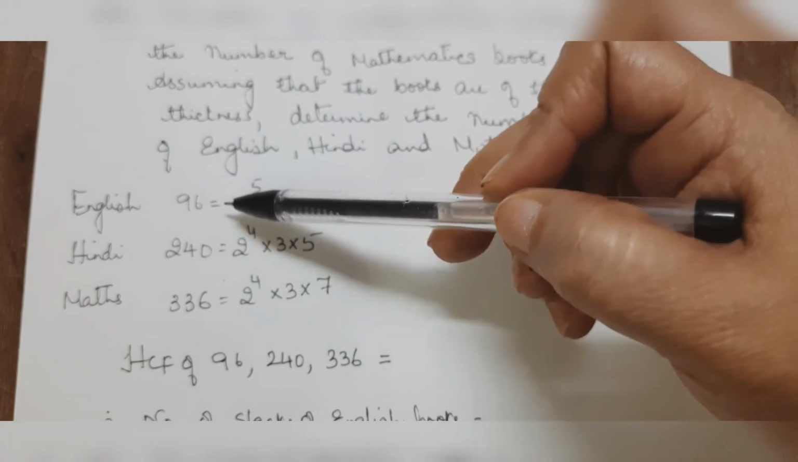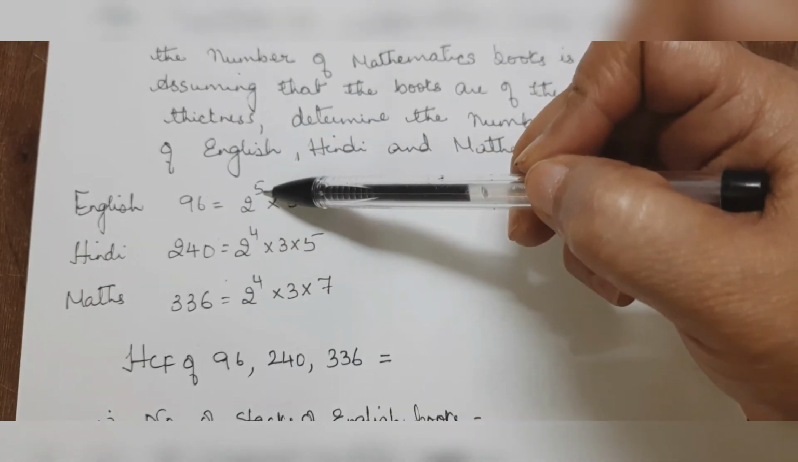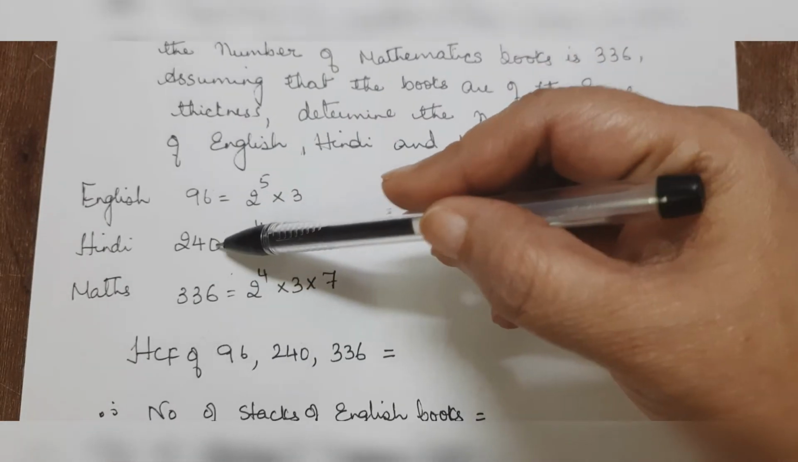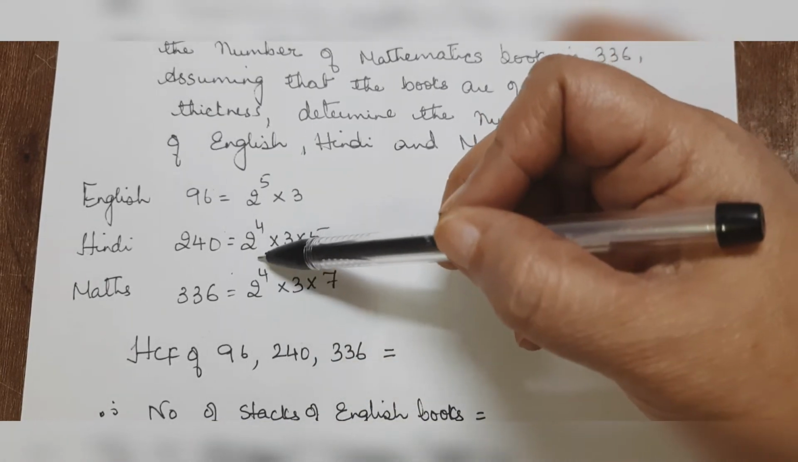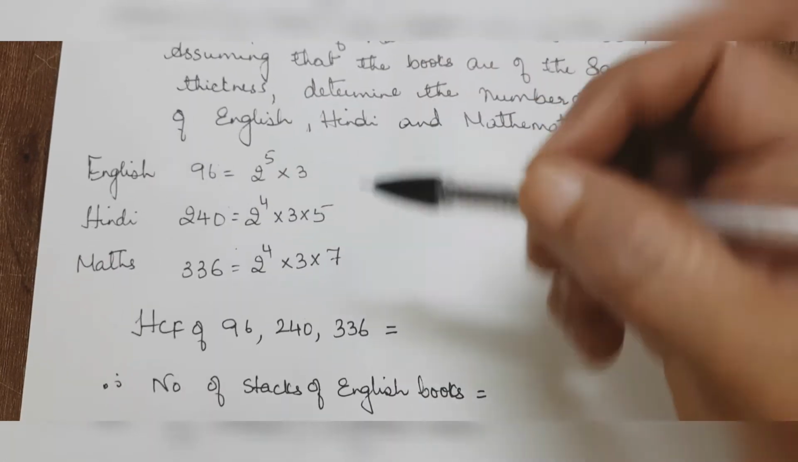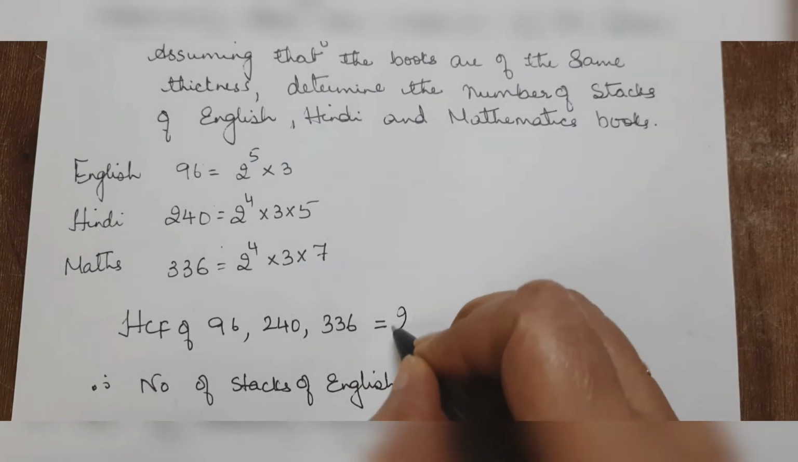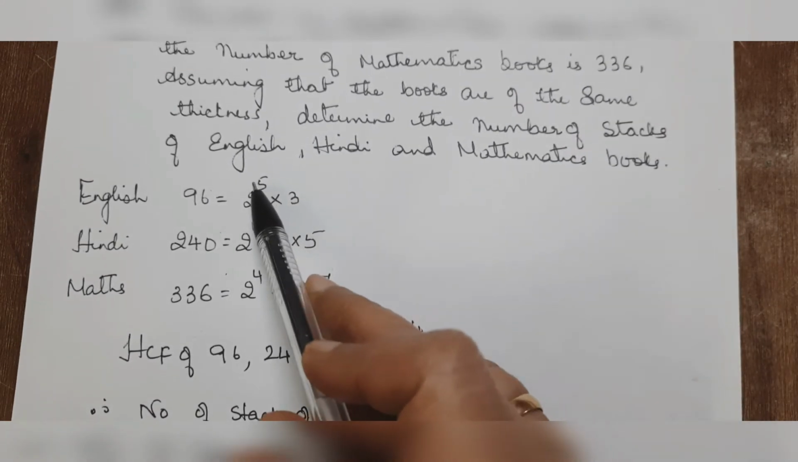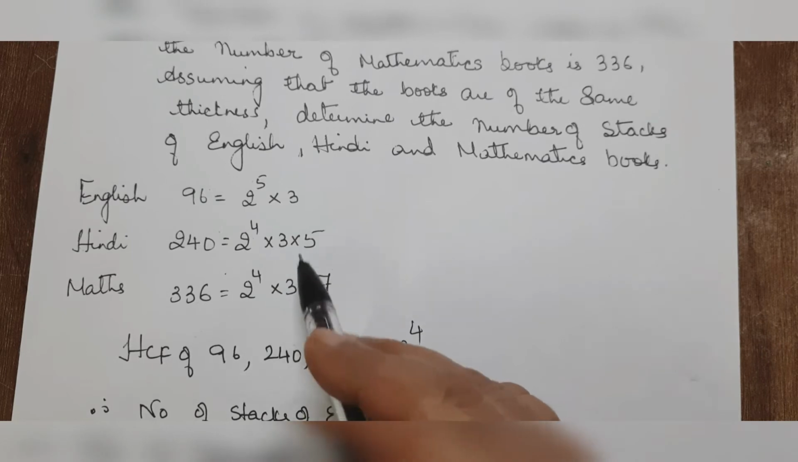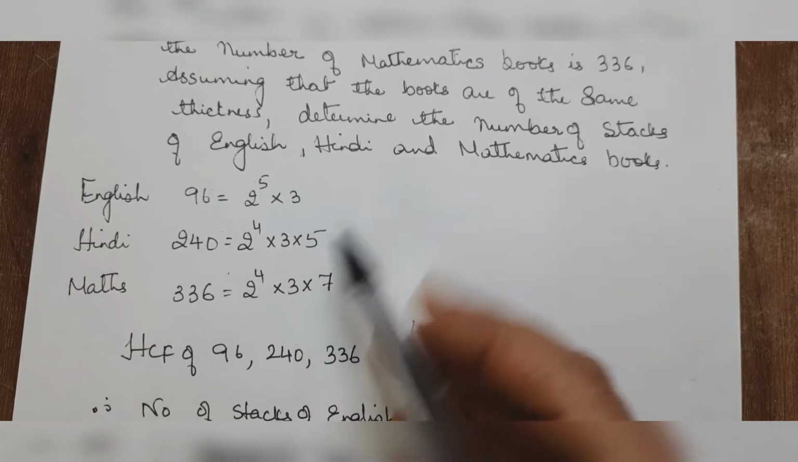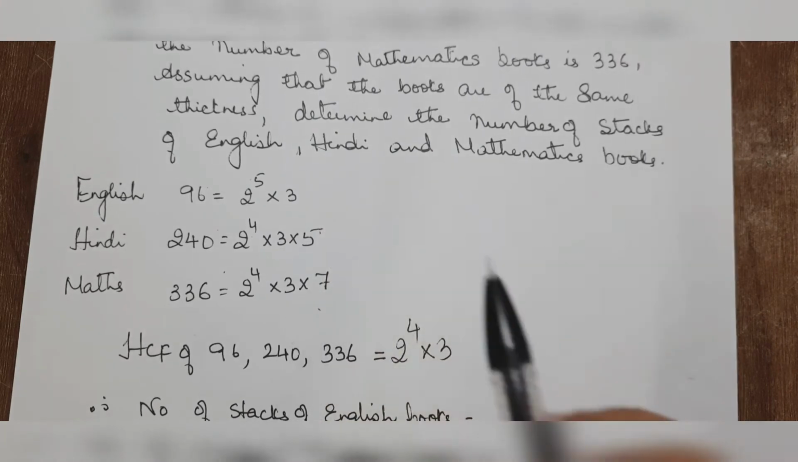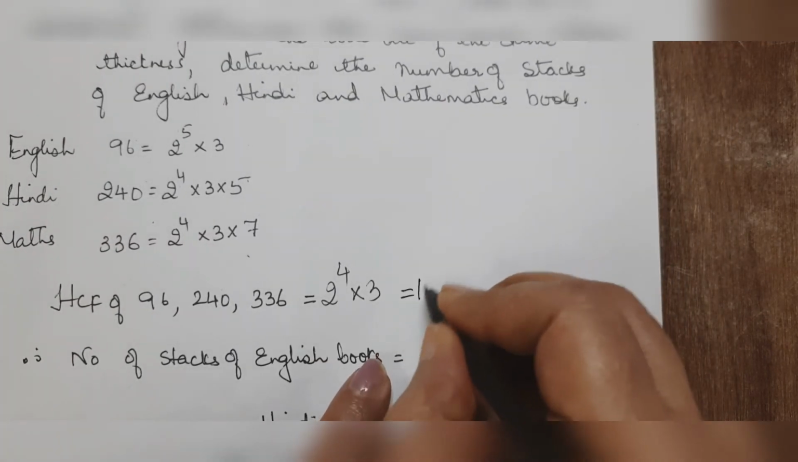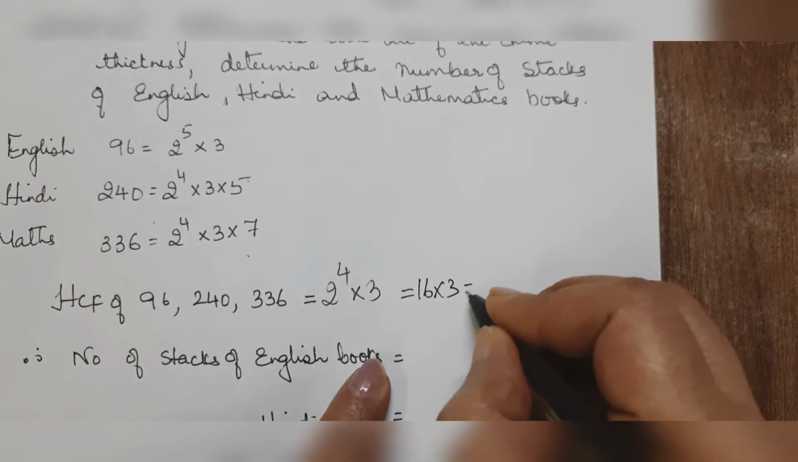So English books will be 2 raised to 5 into 3, and 240 likewise. Do the prime factorization. For HCF we will pull out 2, all the common factors. For HCF we have to take the lower degree, 5, 4 and 4, the lower degree. 3 is common in all, so into 3. 5 not common, 7 not common, leave it. So this will be 16 into 3, 48.